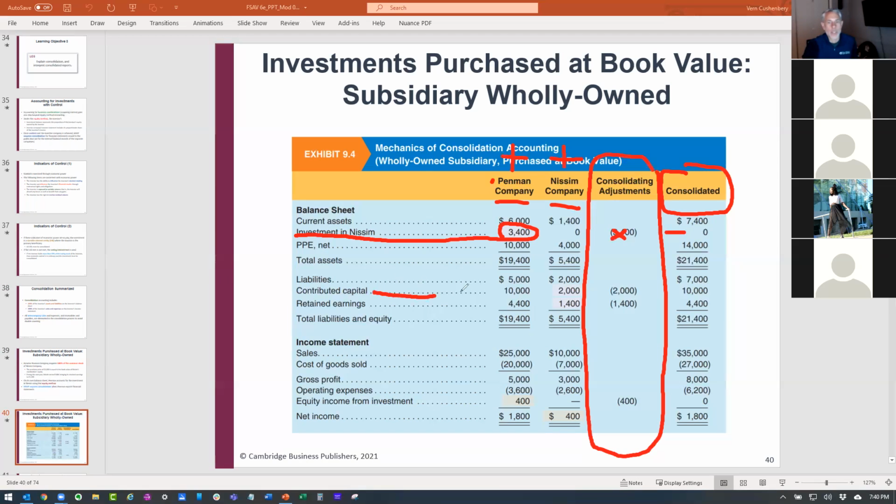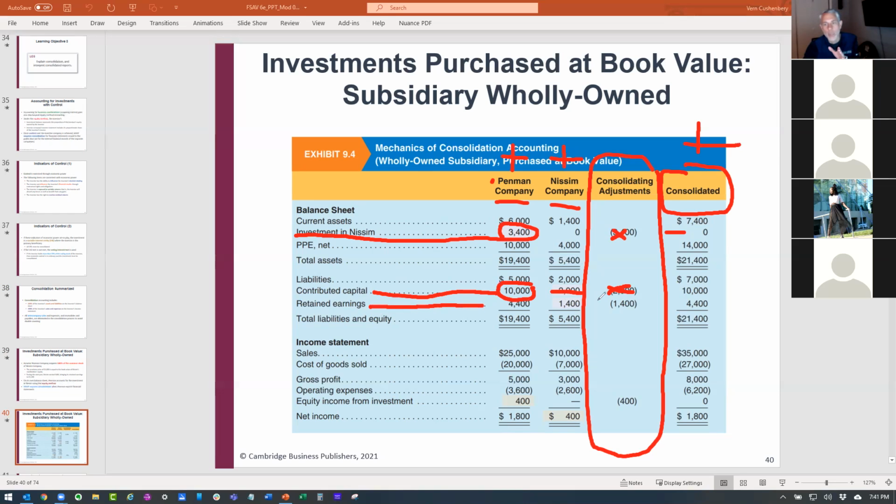We have another exception down here in contributed capital. Well, we want the contributed capital of the parent company, so we can get rid of the contributed capital in the subsidiary, because we've already taken part of the contributed capital of the parent and made an investment in the subsidiary. So when we remove the investment from the consolidated reporting over here in the final column, we can also remove the contributed capital portion that is unique to the subsidiary. Same way with retained earnings.